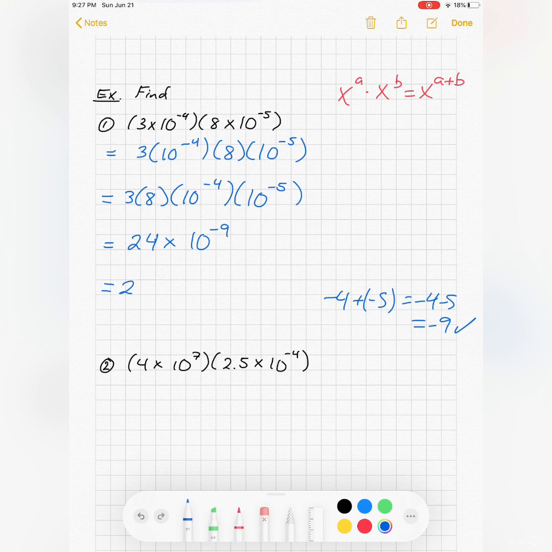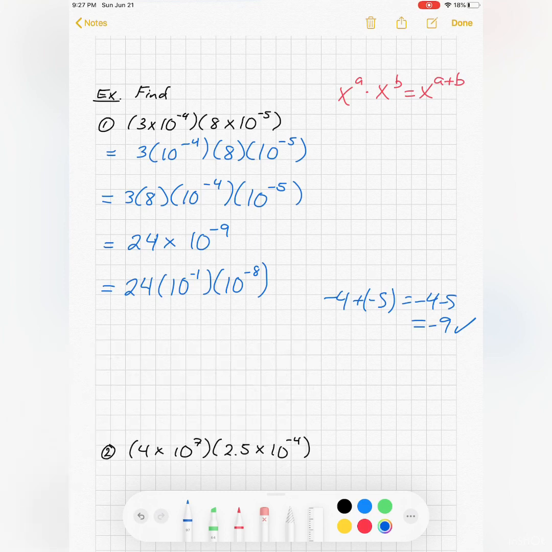So, well, a couple options for how I want to do this. I'm kind of thinking it might be kind of cool to use an exponent rule. Let's do it this way. Let's say 10 to the negative 9th is 10 to the negative 1 times 10 to the negative 8, right? Because 24 times 10 to the negative 1 is what I need. That 10 to the negative 1 moves the decimal one place left.